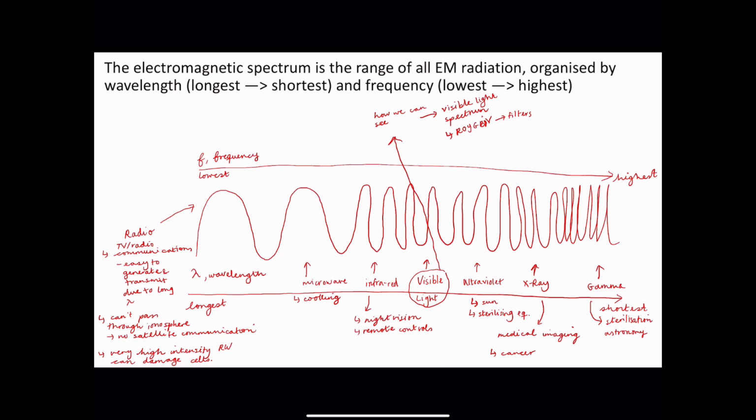But then this is the most ionizing. So remember that ionizing means that it has the ability to change the configuration of your cells. So again, that could lead to something like cancer.